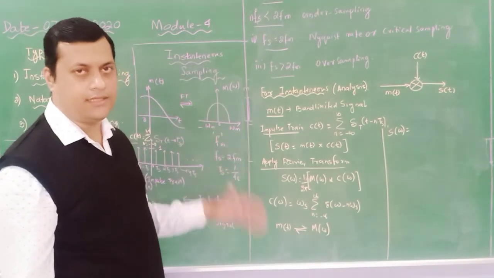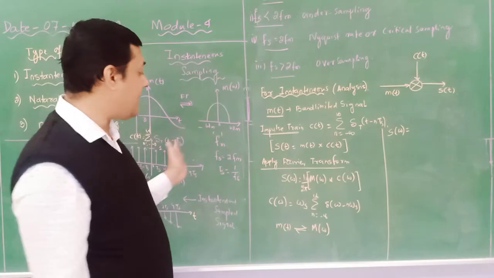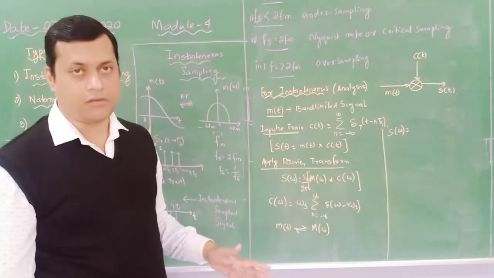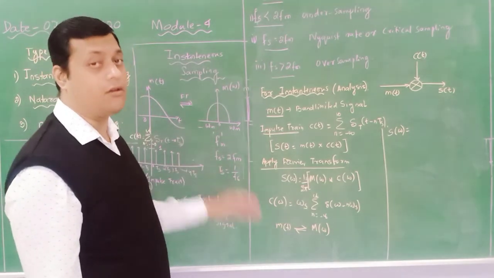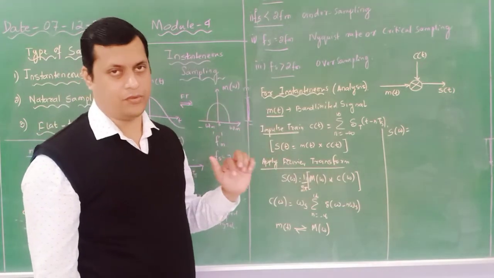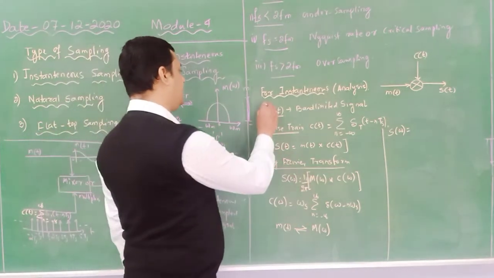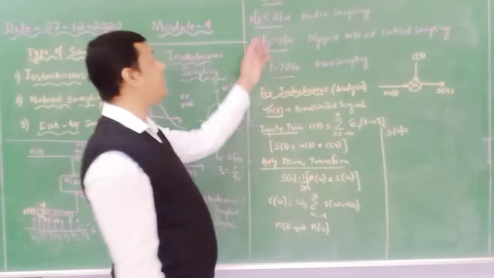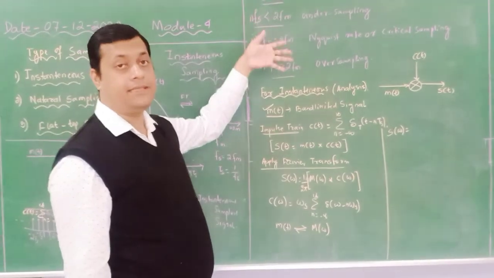We need to justify whether this sampling has been done correctly or not, whether it is satisfying the Nyquist rate or not. With the help of that, we will identify our outputs. For that, I have considered modulating signals. As I have discussed, these are the three basic conditions.